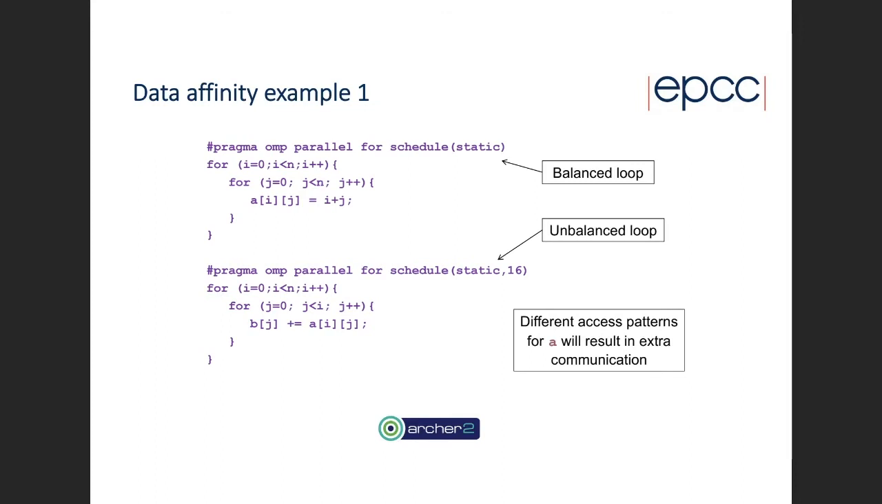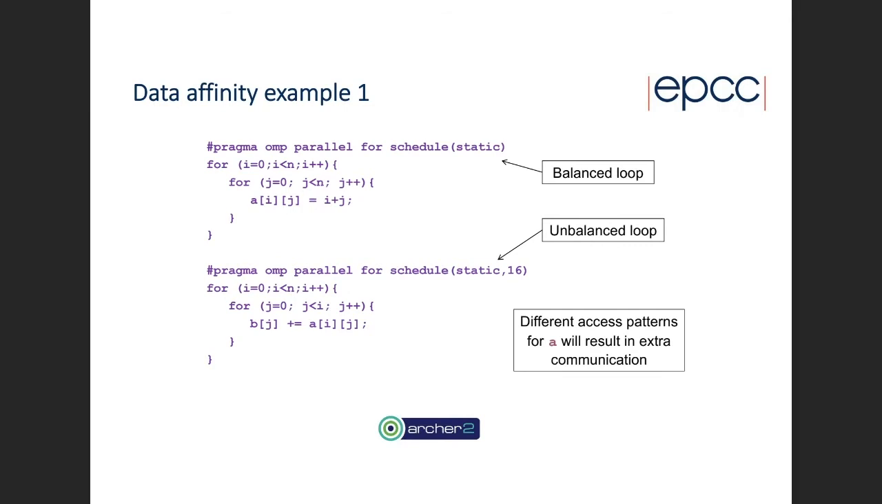But now we have to think about it: if different threads are accessing different parts of this array A, where is that array currently cached? Well, that depends on essentially where it was last written. And it was last written in the first loop.